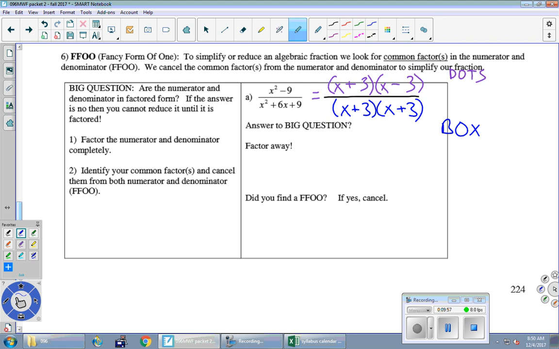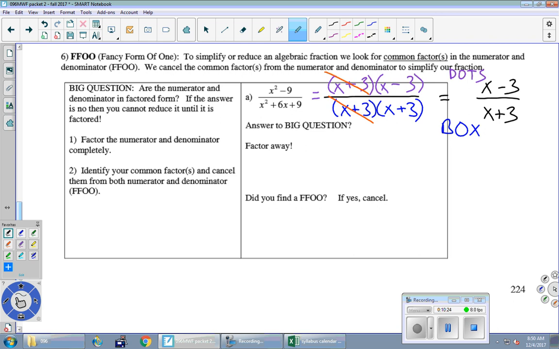And we've established that you can cancel top and bottom when it's multiplication and you have a carbon copy upstairs and downstairs. What do you have that's exactly the same? X plus 3, and so you are perfectly within your rights to cancel 1 x plus 3 from the top and 1 from the bottom. And then we will write our answer here equals x minus 3 upstairs, x plus 3 downstairs.